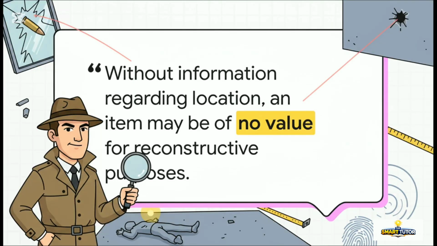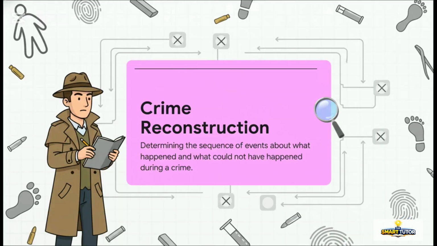So here's the crucial point. Think about it. A bullet casing, by itself, is just a piece of metal, but a bullet casing found right next to a window, combined with the angle of a bullet hole in the opposite wall, now that tells you where the shooter was standing. The location, the context, it's literally everything. Without knowing exactly where something was found, its value for telling the story can plummet all the way down to zero. And that brings us to the formal definition of crime reconstruction.